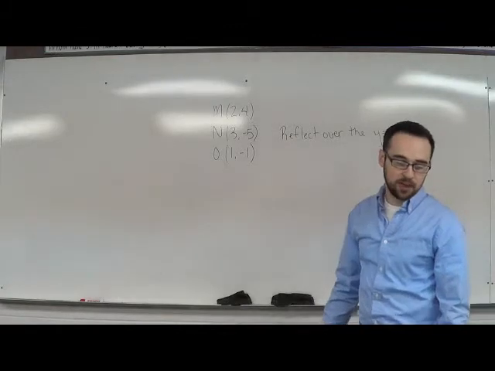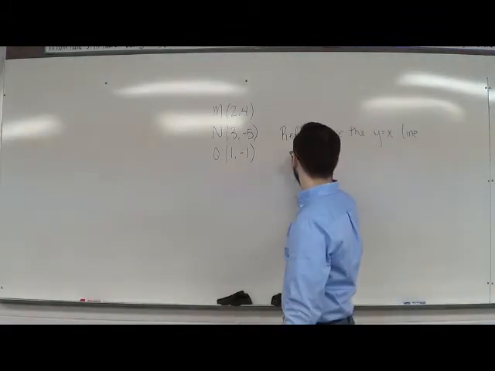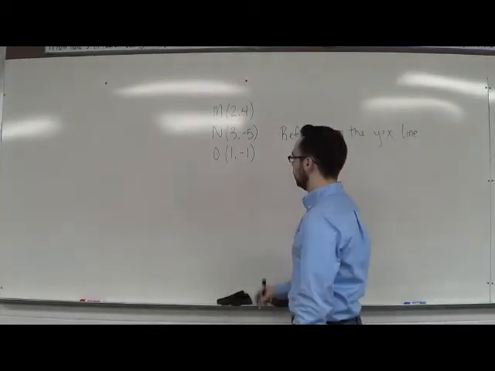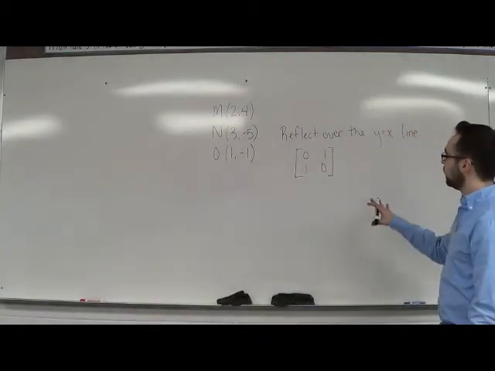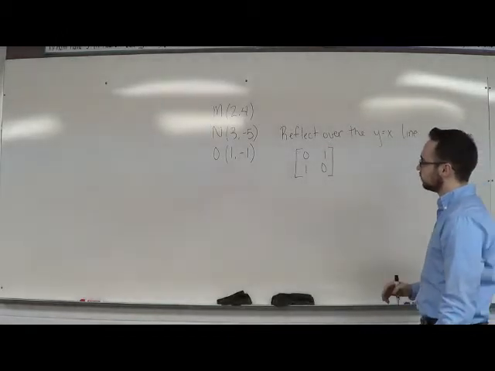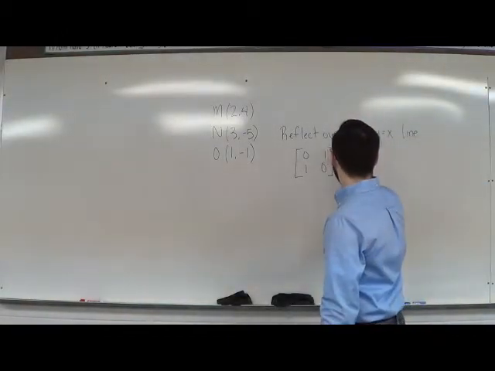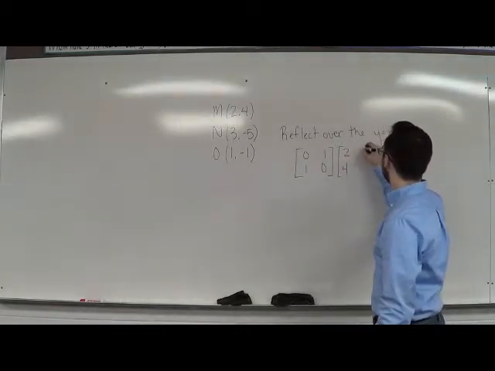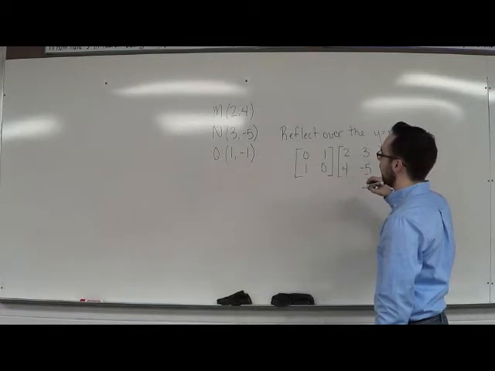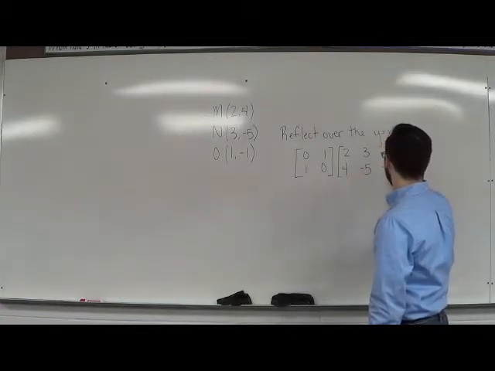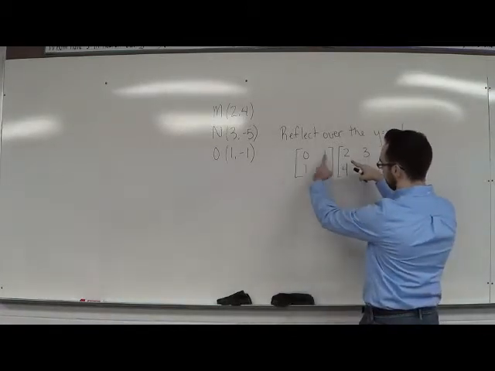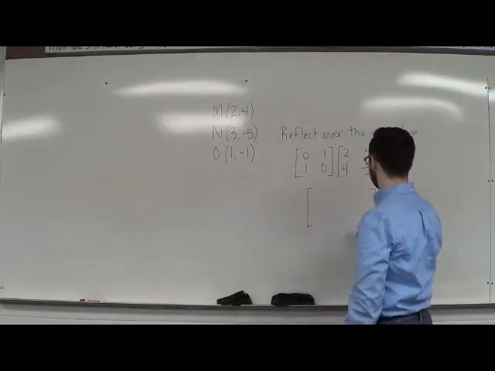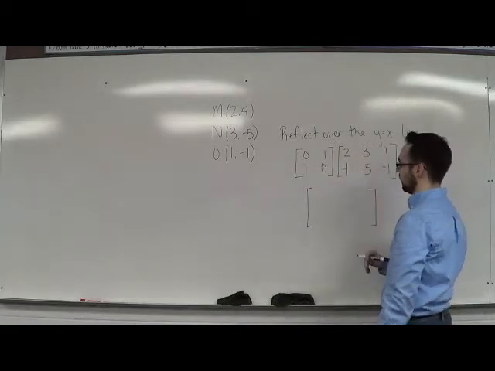So again, we're going to multiply this by that matrix 0, 1, 1, 0. And so by doing this, we have to first create our vertex matrix. That's going to be 2, 4, 3, negative 5, and 1, negative 1. And now we multiply across and down. So we should end up with the exact same size matrix that we started with over here.